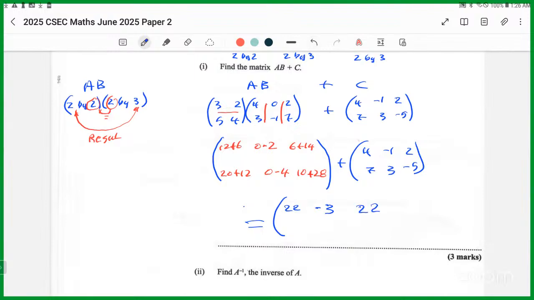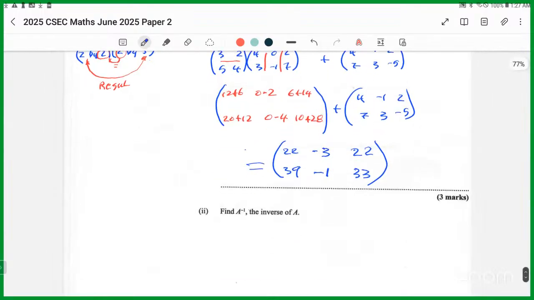And this is 32 and 7 makes 39. This is -4 and 3 makes -1. Then this is 38 minus 5. 38 minus 5 is 33. That is the answer there.